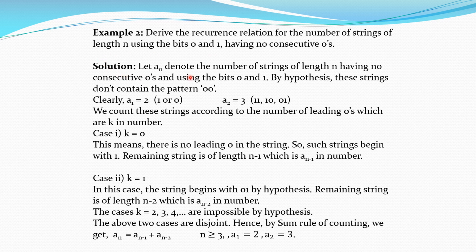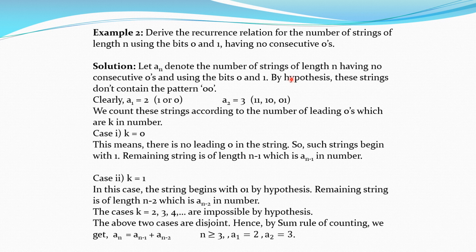Now let a_n denote the number of strings of length n having no consecutive zeros and using the bits 0 and 1. Now by hypothesis, these strings do not contain the pattern 0, 0 because consecutive zeros are not allowed. So before 0, 1 should be there and after 0, 1 should be there. If it is a string of length 3 or more, 2 consecutive zeros are still not allowed.